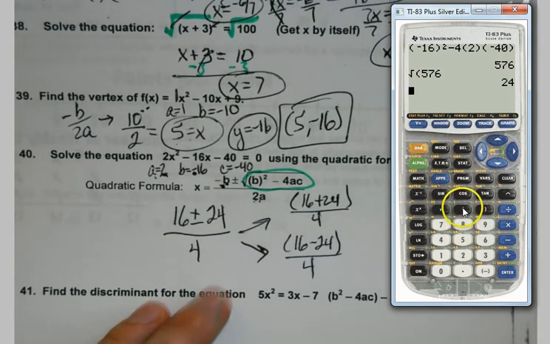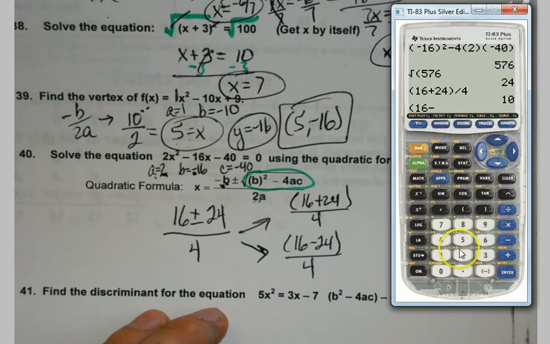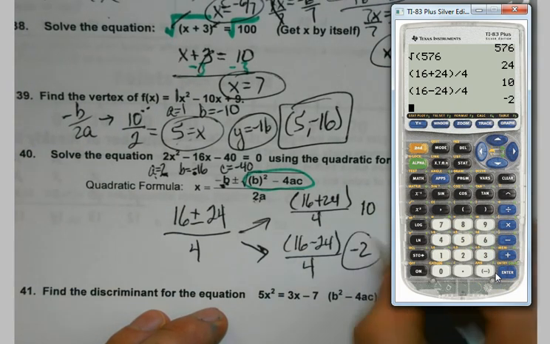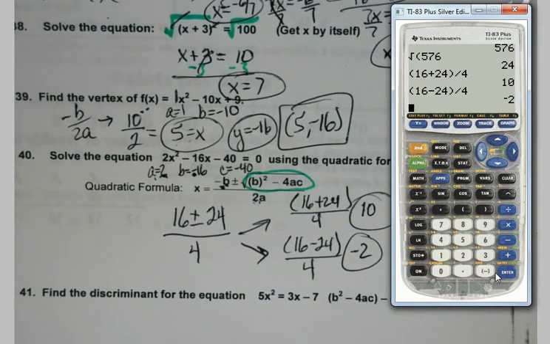And then I can plug each of those in if I want to be a little more on the cautious side. So I get one answer that's 10. And one that's negative 2. And I've got my 2 answers. And with the quadratic formula, you'll always get 2.